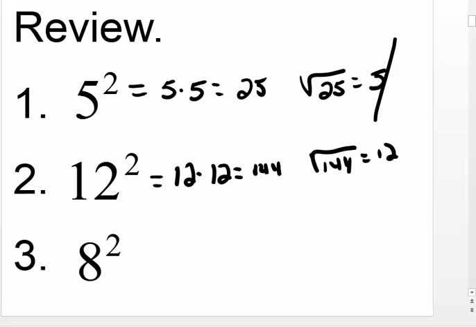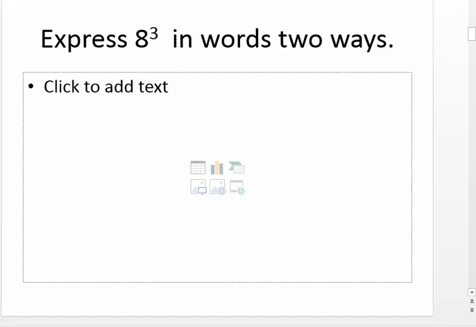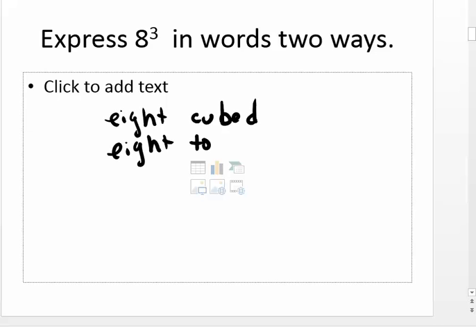We have 8 squared, which means 8 times 8, which is 64, or the square root of 64 is equal to 8. Express 8 cubed in words 2 ways. We can say 8 cubed. We could say 8 to the third power.